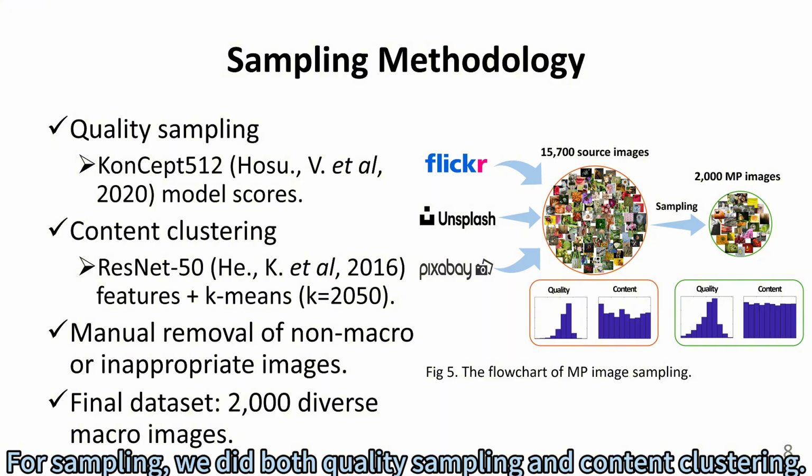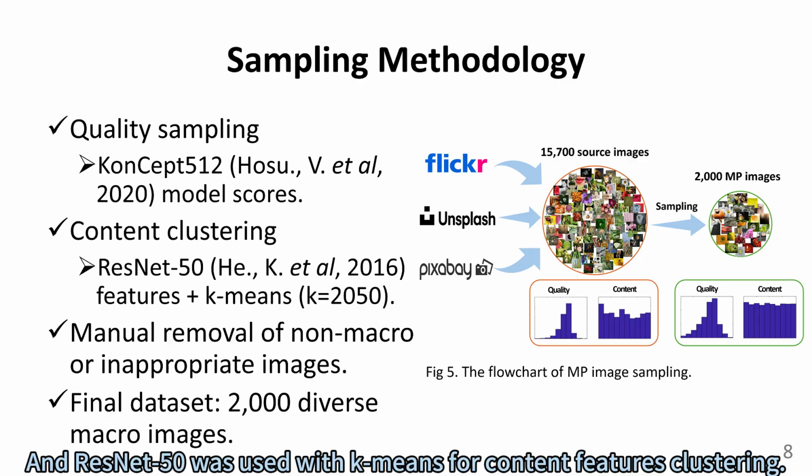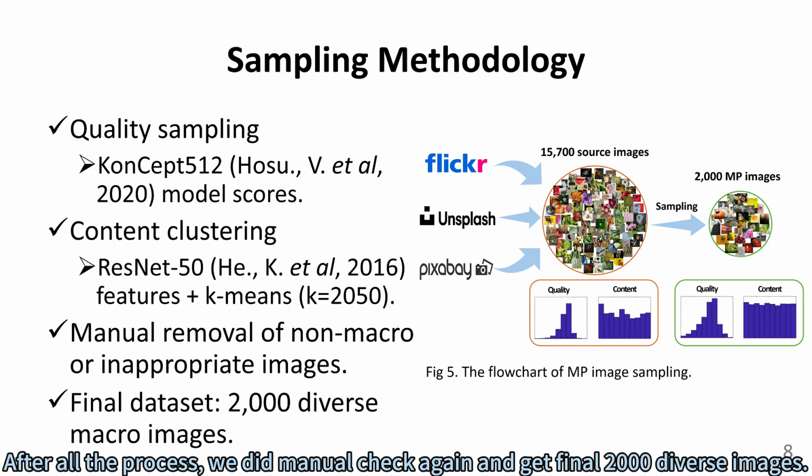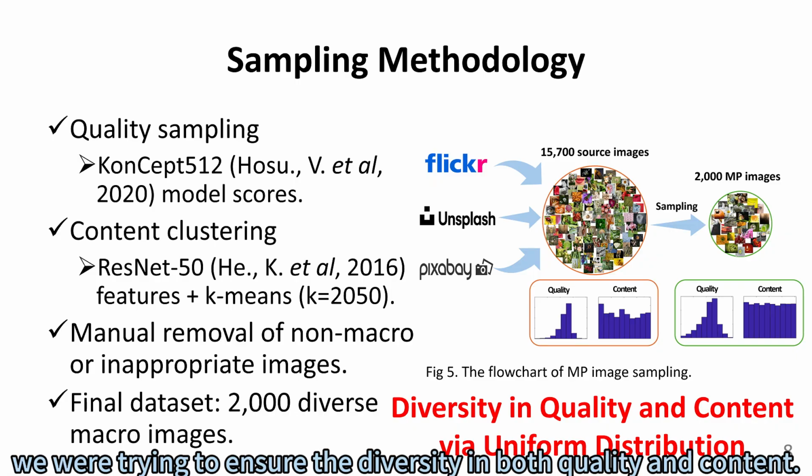For sampling, we did both quality sampling and content clustering. We used Concept 512 for quality scores, and ResNet-50 was used with K-means for content feature clustering. After all the process, we manually checked again and got the final 2,000 diverse images. The reason why we did it is that we were trying to ensure diversity in both quality and content.